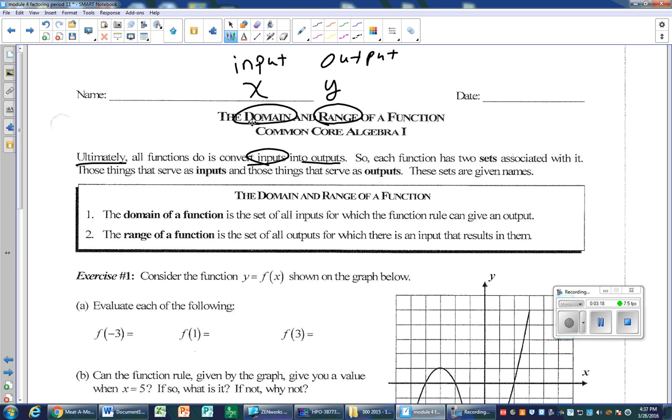So each function has two sets associated with it: those things that serve as inputs and those things that serve as outputs. These sets are given names. The name is the domain, that's the input, and the range, that's the output.